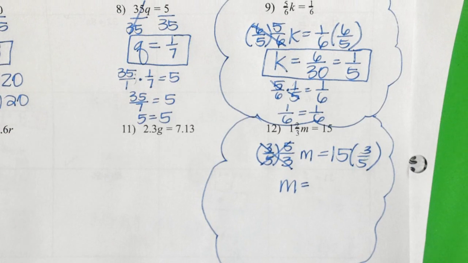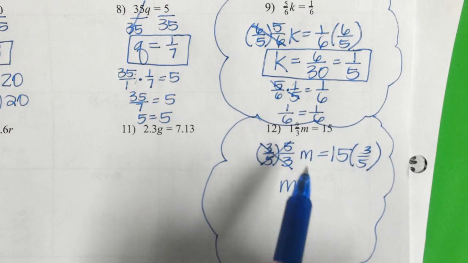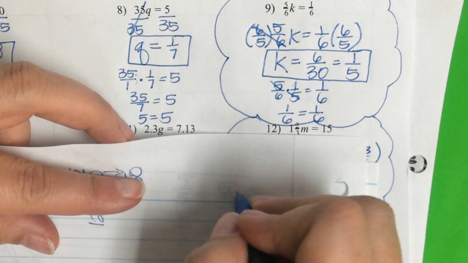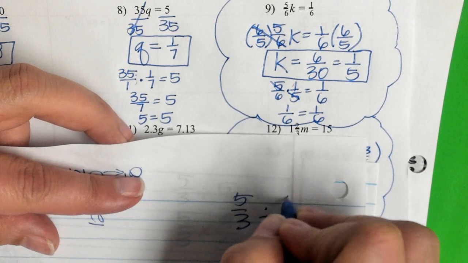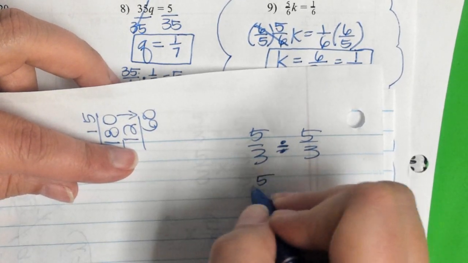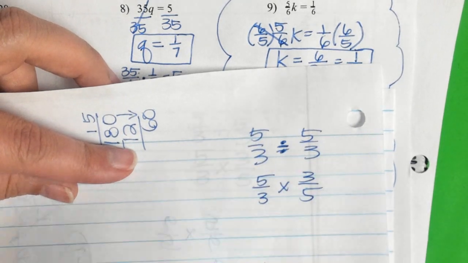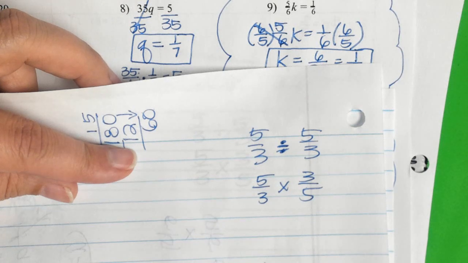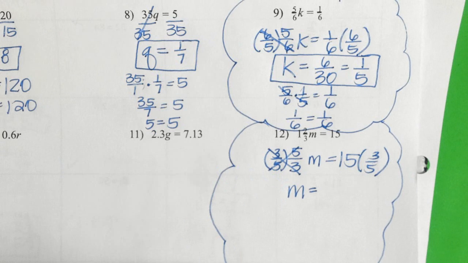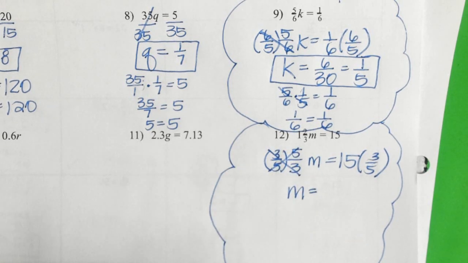How'd you get 3/5? Because I'm multiplying by the reciprocal. Remember, if I do 5/3 divided by 5/3, and my rule for division is keep, change, flip. That's 1. That's my goal. 3 times 5 is 15. 5 times 3 is 15. And 1 times m is m. That's my goal, is to completely get rid of that fraction.